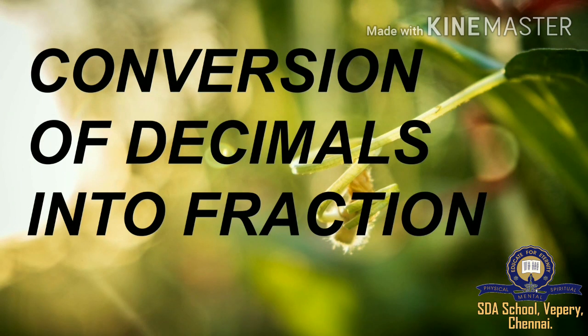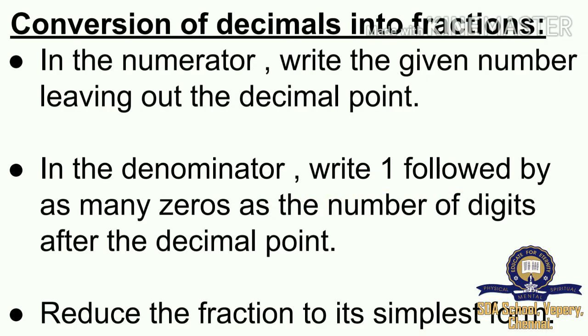Conversion of decimals into fractions. In the numerator, write the given number leaving out the decimal point, okay? In the denominator, write 1 followed by as many zeros as the number of digits after the decimal point. Reduce the fraction to its simplest form. If you convert that into a fraction, you should reduce the fraction to its simplest form if it is possible.